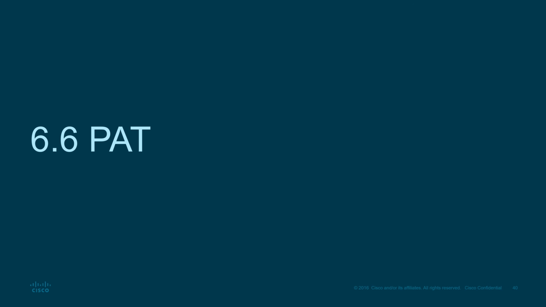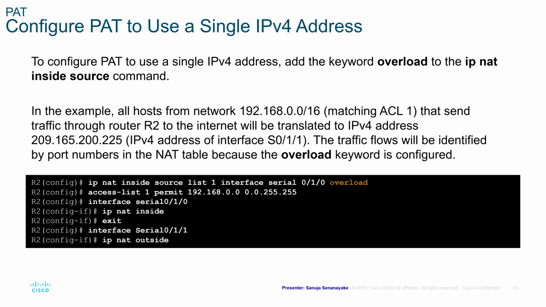PAT. Configure PAT to use a single IP address. To configure PAT to use a single IPv4 address, add the keyword overload to the IP NAT inside source command. Remember from my previous lectures and slides, I mentioned PAT is also known as NAT overload, right? PAT is also known as NAT overload.